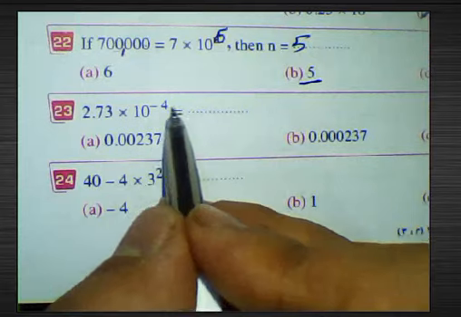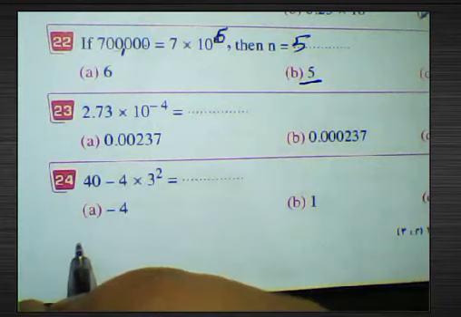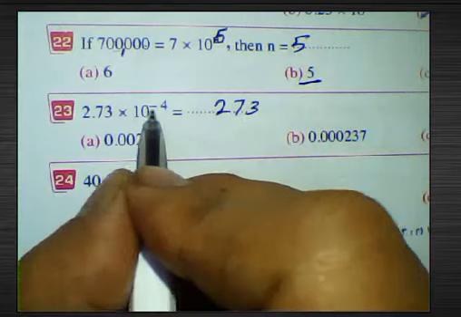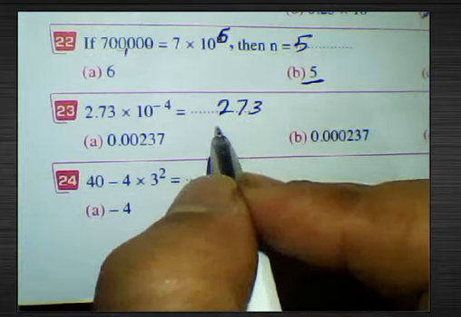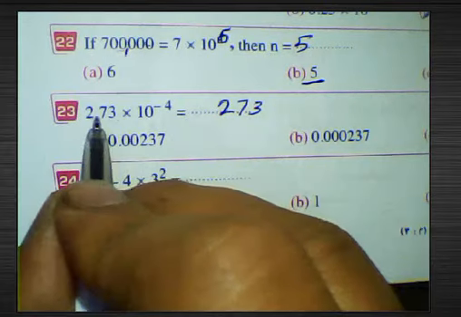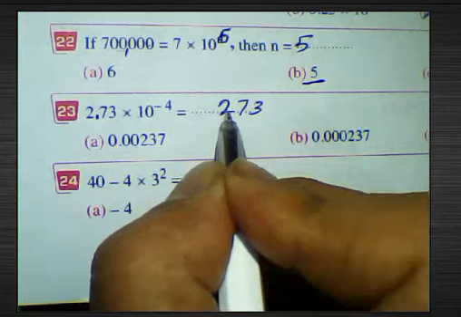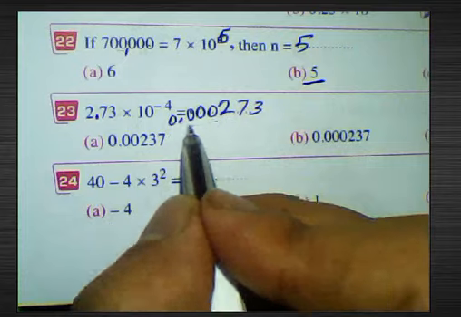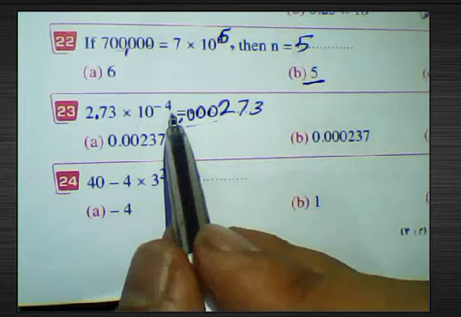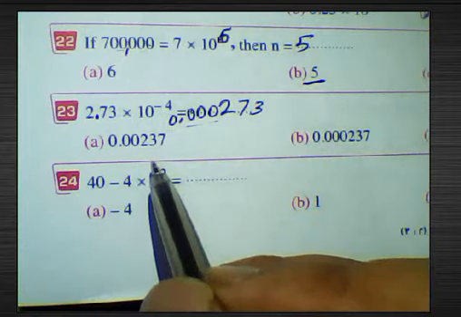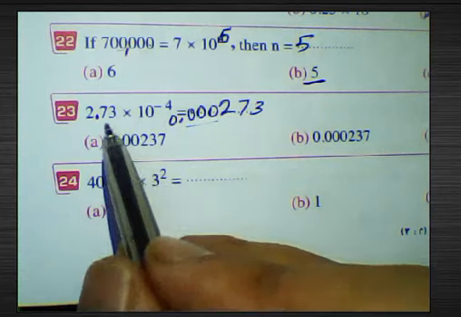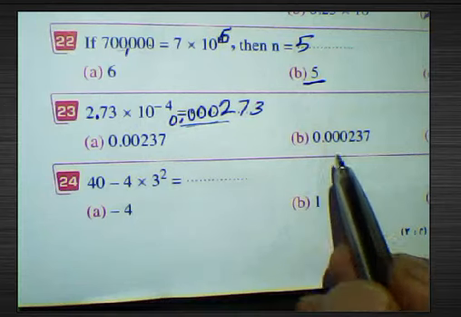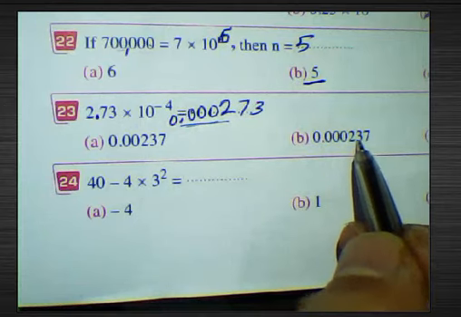2.73 times 10 power negative 4 equals what? About the result here, we can find the result by moving the point. Times 10 power negative 4, it's meaning moving the point to the left-hand side by 4 digits. We have 3 digits here, count 1 2 3 4 and write 0. Times 10 power negative 4, it's meaning divided by 10,000. Divided by 10,000, moving the point to the left-hand side by 4 digits, so the result will be 0.000273.